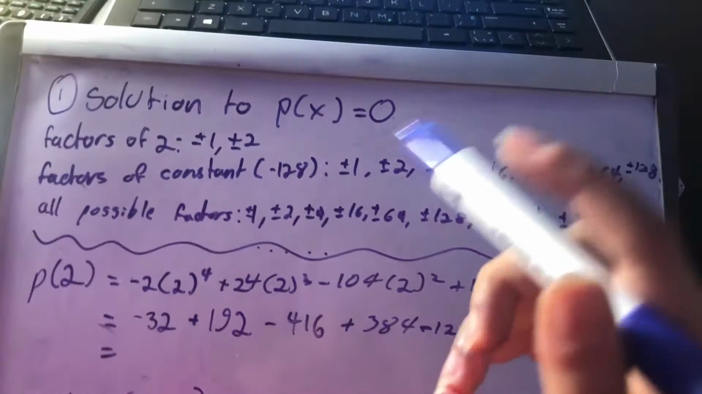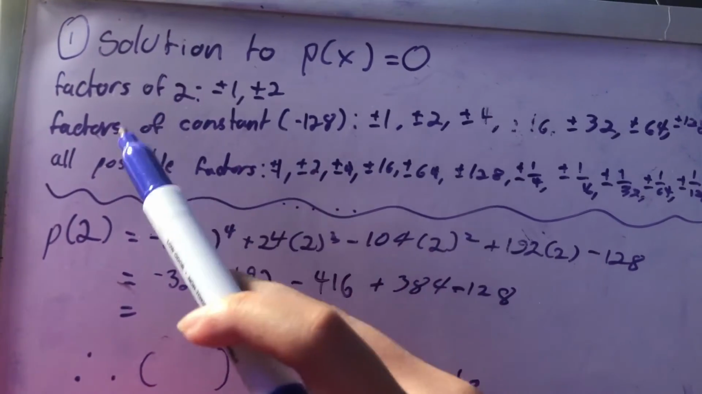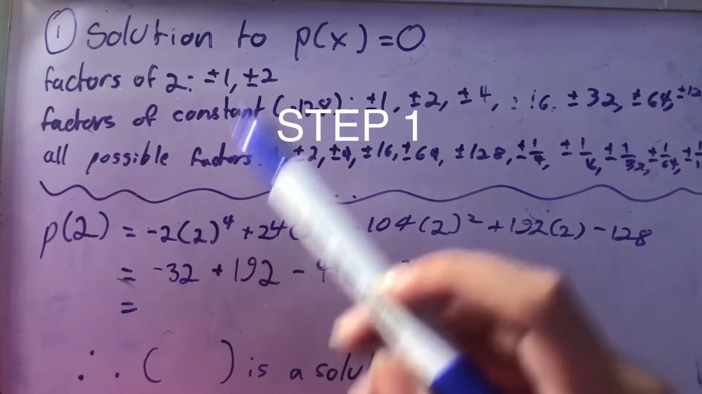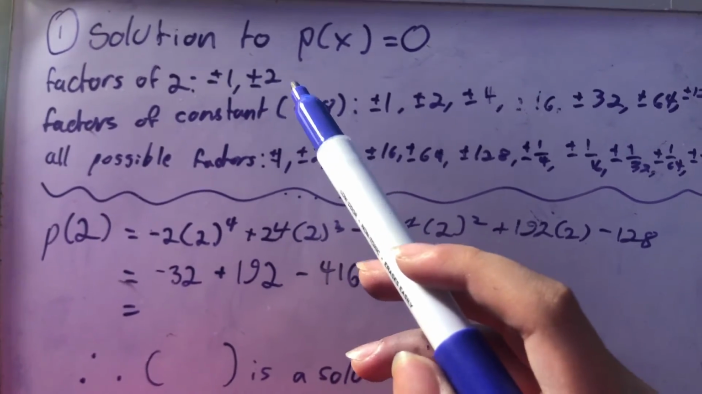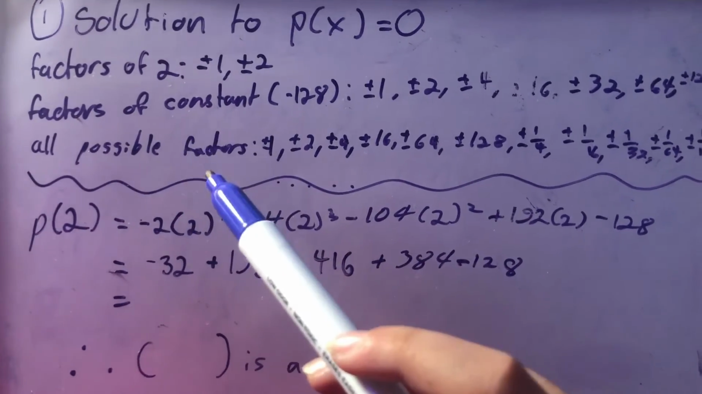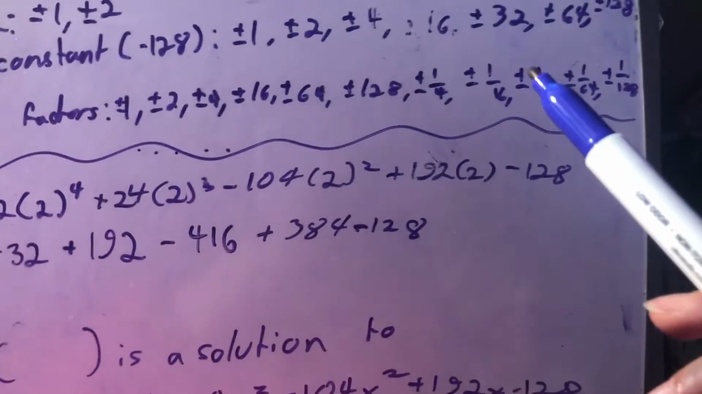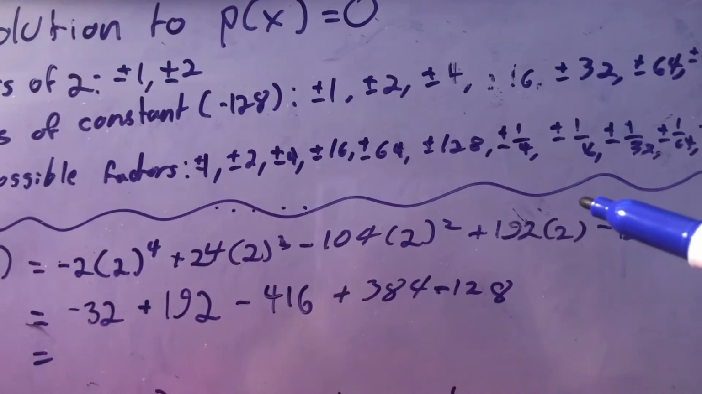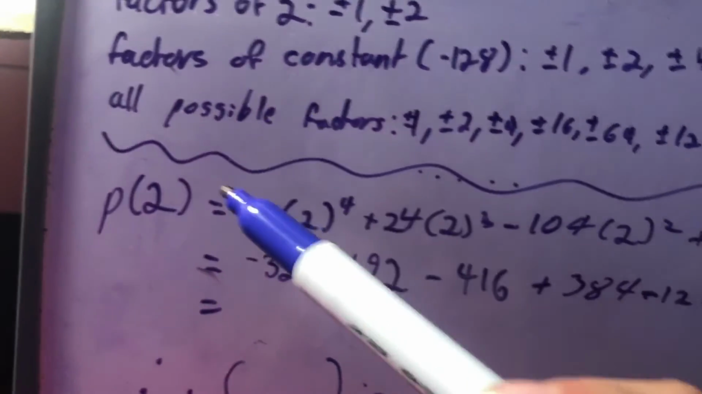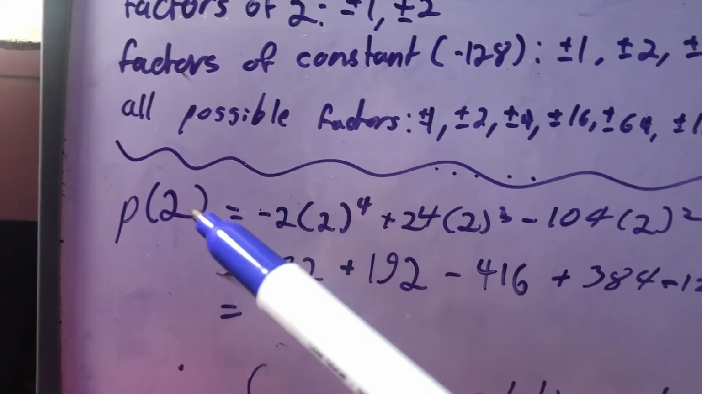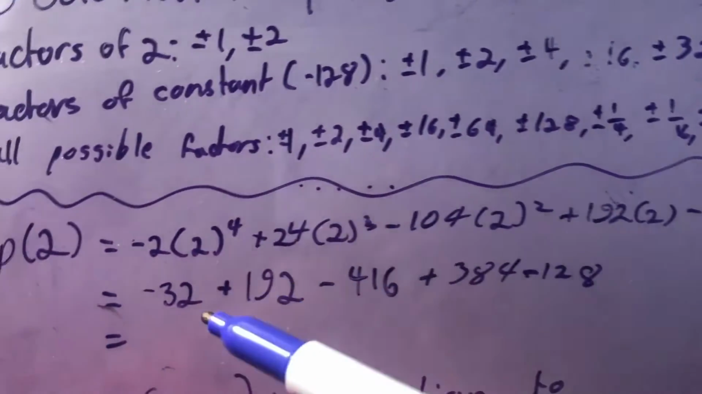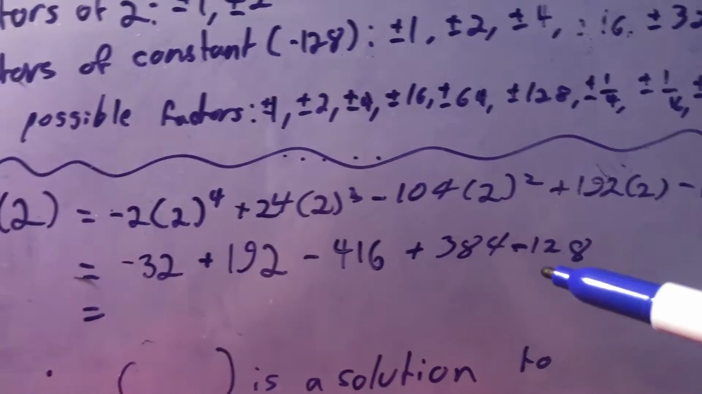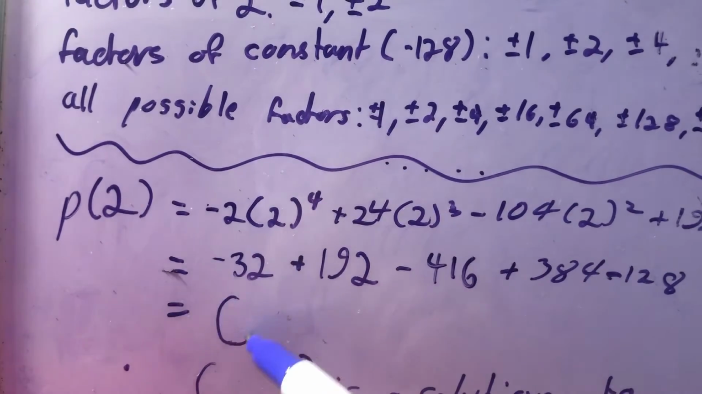In order to find the solution to P(x) is equal to 0, like the previous time, we must list the factors of the constant. But this time, because the leading coefficient is greater than 1, we must also list the factors of the leading coefficient. We list both factors and then list all possible factors by doing the factors of the leading coefficient over the factors of the constant. We then choose one of these factors. In this case, I chose 2, and I substitute it into the equation. I get negative 32 plus 192 minus 416 plus 384 minus 128, which gives me a sum of 0.